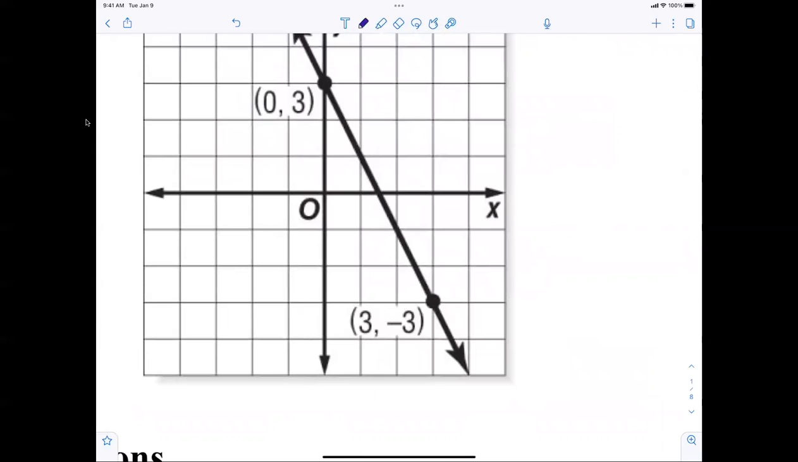Come on, someone else, speak up. Y equals -2x plus 3. Good job. Y equals -2x plus 3. Anybody have any issue with that? Everybody's good?